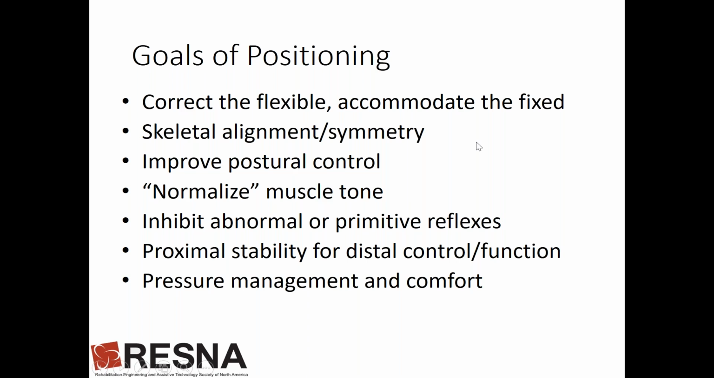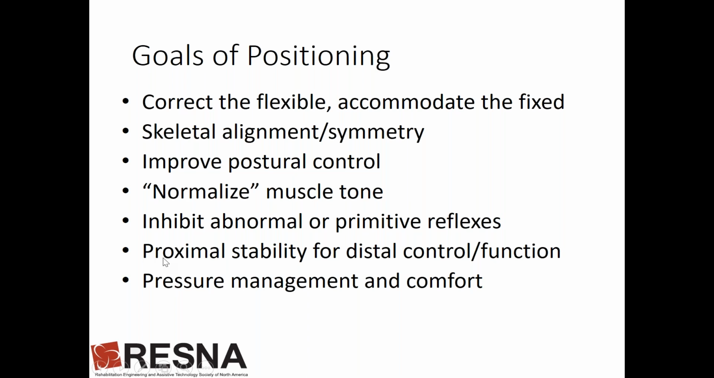Normalize muscle tone. I look at seating as something you want to use to disinhibit any tonal patterns. The next one is the primitive reflexes, so you want to stop any of those reflexes from happening. Normalized tone can also mean you don't want to trigger an extension pattern for spasticity, and so you may want to use a tilt instead of recline because you don't want extensor tone.